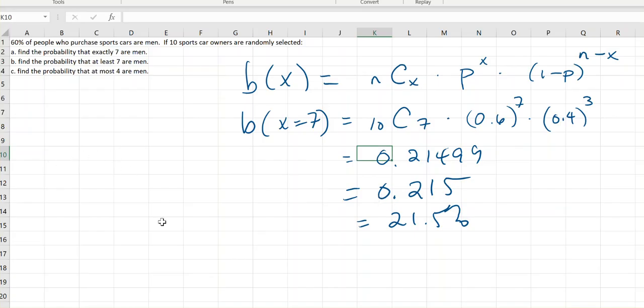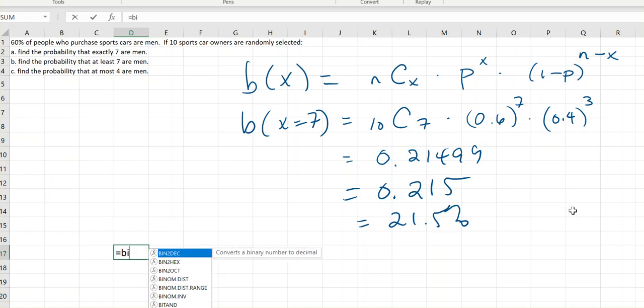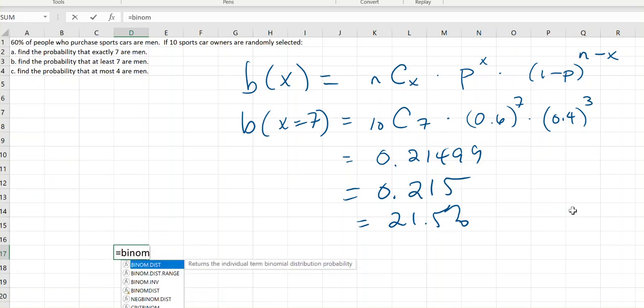So we can also do it the third way. The third way is to use the built-in function. So we type equals binom, and you see things come up. The first one is binom.dist. The second one is binom.dist.range. And if you look down, it's binom.dist, which is for the old Excel, but it still works. Okay, so we're going to use the new Excel. So binom, you press a dot, D-I-S-T, all right? You open a bracket and it tells you what to put in there.